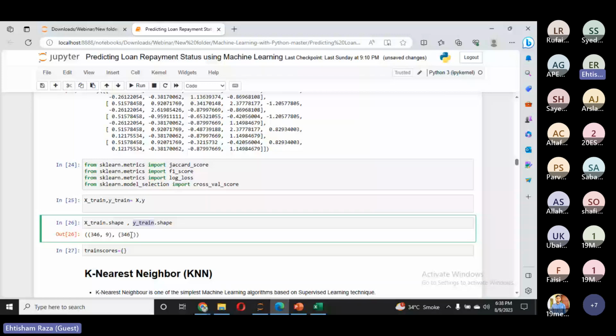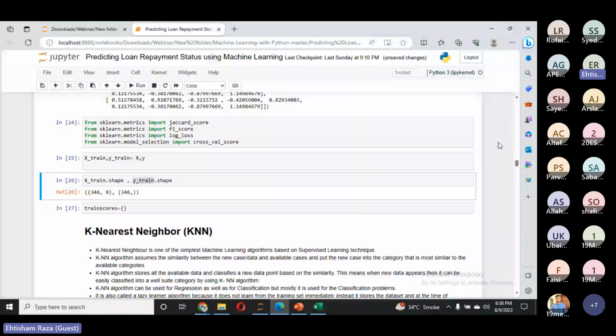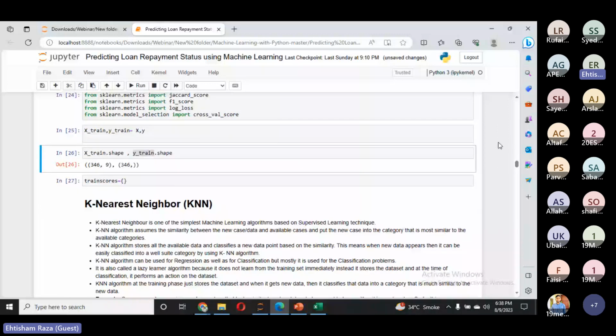Now, what kind of algorithm are we going to use? We are first going to implement KNN, K-nearest neighbors. So what is KNN? KNN is a supervised machine learning algorithm. It is a very simple machine learning algorithm. It assumes a similarity between data samples and compares them just based on similarity. It classifies the data into a specific class.